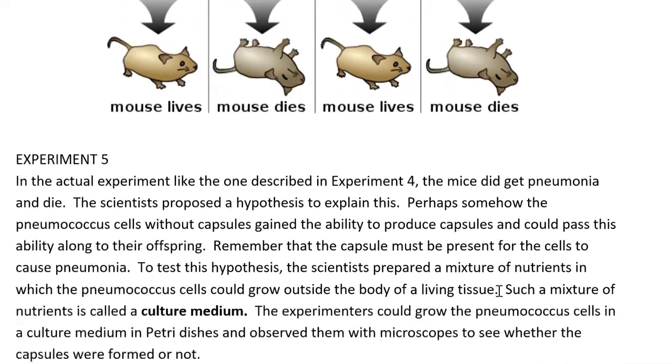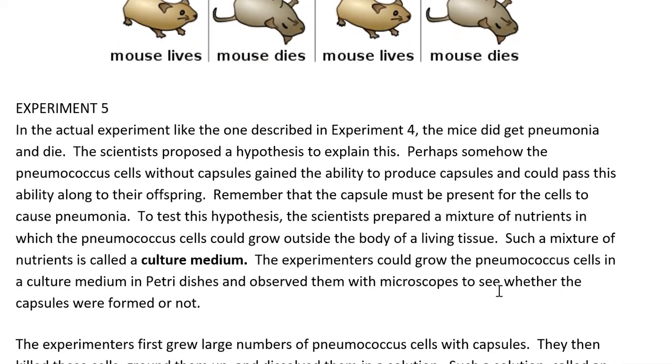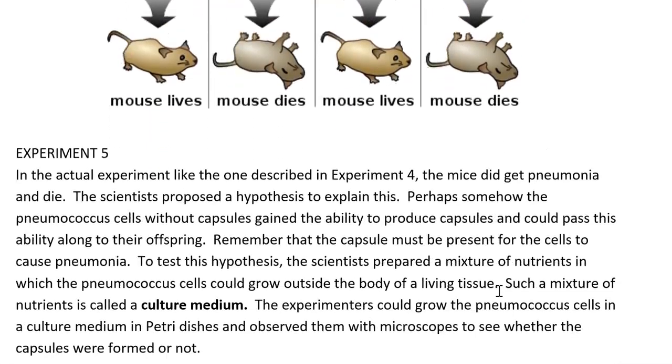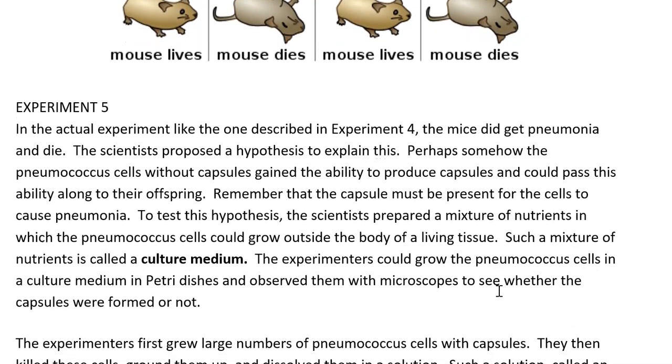Okay, so experiment 5. Now they actually performed this experiment, what they did in 4. The mice did get pneumonia and die in experiment 4 that we look at right here. So the scientists propose a hypothesis to explain this. Somehow, in order for them to die from pneumonia, they have to have capsules. So somehow the pneumococcus cells without capsules gain the ability to produce capsules and can pass this ability along to their offspring. Remember that the capsule must be present for the cells to cause pneumonia.